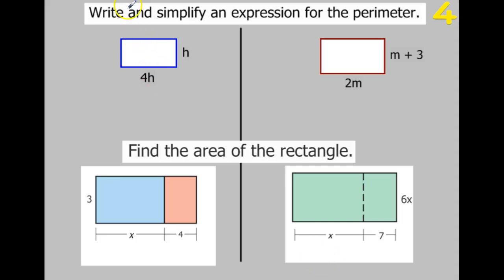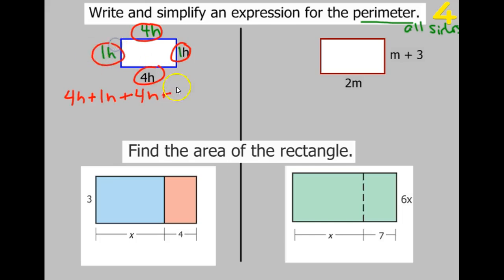Alright, moving on, a little bit different. It says write and simplify an expression for the perimeter. Perimeter, we know, means adding up all the sides. So if I know this is a rectangle, if the bottom is 4H, the top also has to be 4H. If the right side's 1H, the left side is 1H. So if we add these all up, I'm going to write out an expression here. 4H plus 1H, I did this one and this one, plus another 4H, plus another 1H.